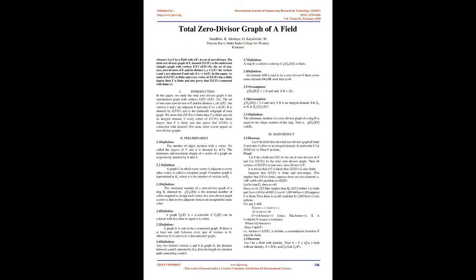Total zero-divisor graph of a field. Abstract: let F be a field with Z(F) its set of zero divisors. The total zero-divisor graph of F, denoted Z(Γ(F)), is the undirected simple graph with vertices Z(F)* = Z(F) − {0}, the set of non-zero zero divisors of F, and for distinct x, y in Z(F)*, the vertices x and y are adjacent if and only if x + y ∈ Z(F).